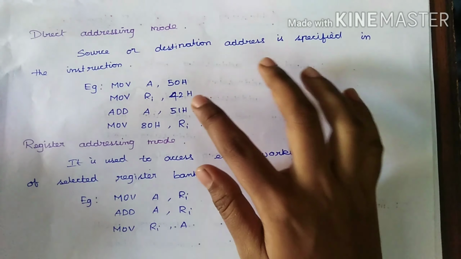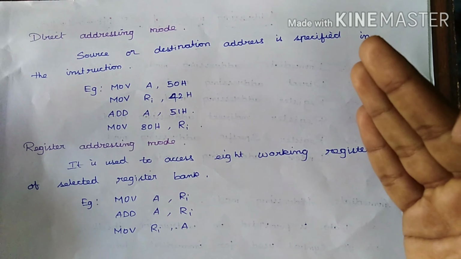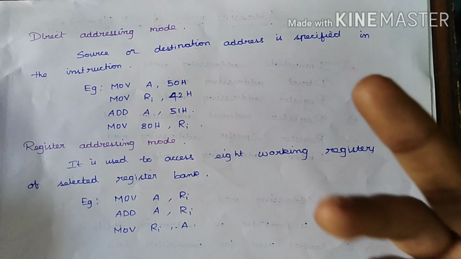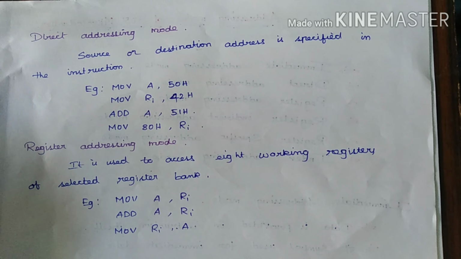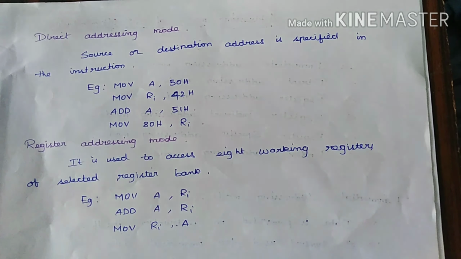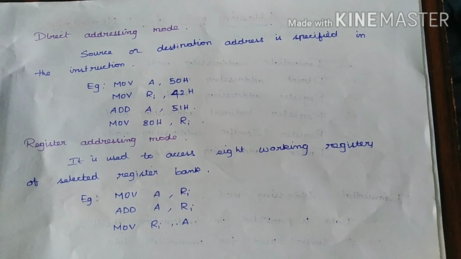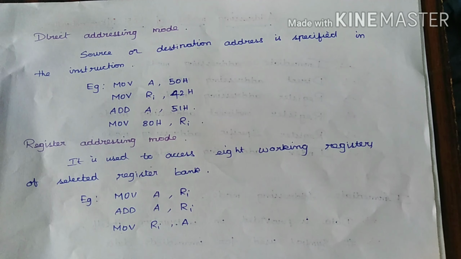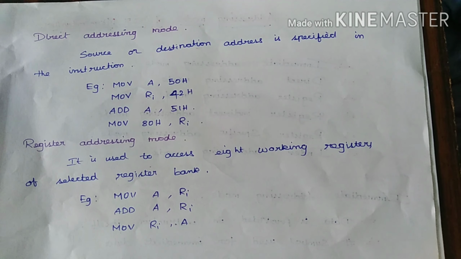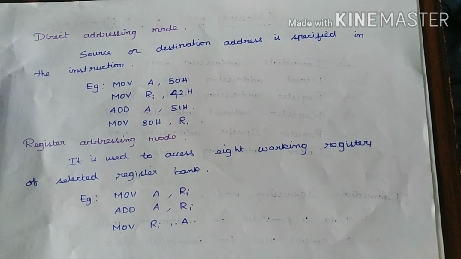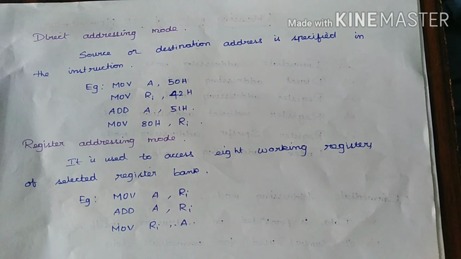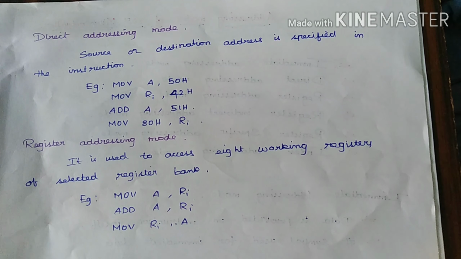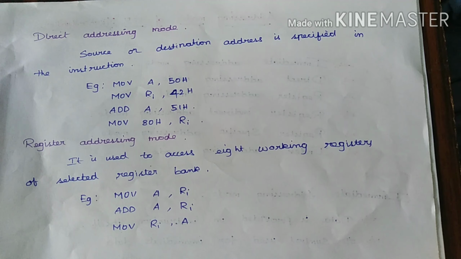And the next instruction is MOV Ri, 42H. Before this, we have to select a register bank. If we do not select the register bank, by default register bank 0 will be accessed. Now, on giving the instruction, let us take R7: MOV R7, 42H. The data in the address 42H will be moved to the register R7 of the selected register bank.